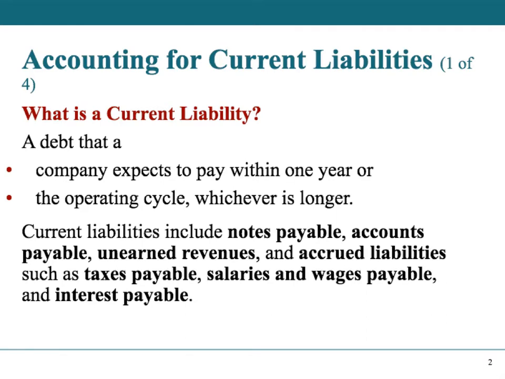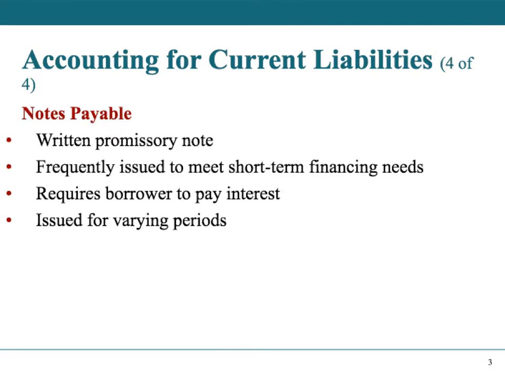A current liability is debt that the company is expected to pay within 1 year, to match it with the current assets, or the operating cycle, whichever is longer. So current liabilities include notes payable, accounts payable, unearned revenue, accrued liabilities such as taxes payable, salaries and wages payable, and interest payable. There could be so many payables, utilities payable, you name it. A lot of them you actually already know. Pretty much all of this video you already know, so think of it as a review.